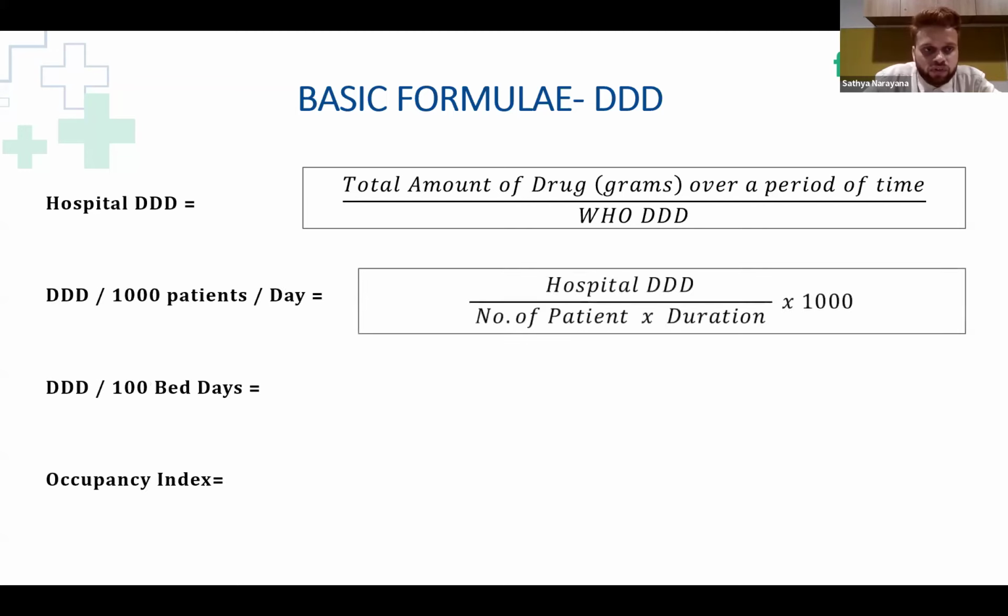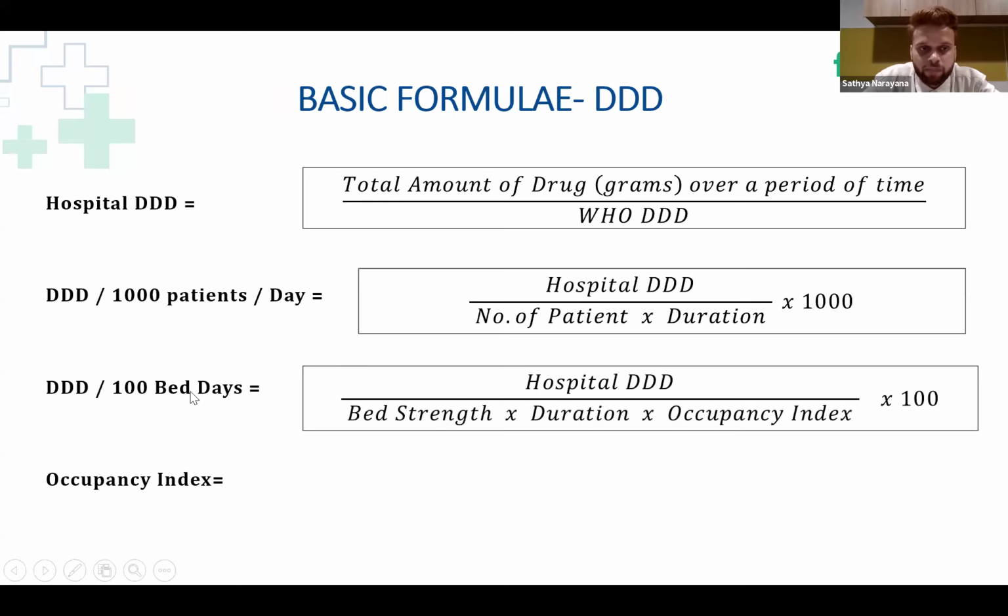And next, DDD for 1,000 patients per day. Here we will be calculating using the hospital DDD. I mean, the value that we attained in the first step would be used as a numerator, followed by the number of patients for a particular or specified time, and then followed by duration. If you are calculating for 1 month, it would be 30 days. If you are calculating for 3 months, it would be 90 days. If it is 1 year, 365 days. So in this way, we mention the duration in number of days, into 1,000. This would give you DDD per 1,000 patients per day.